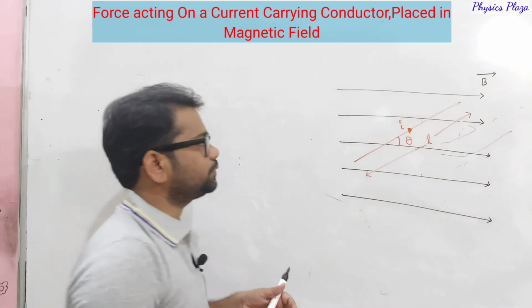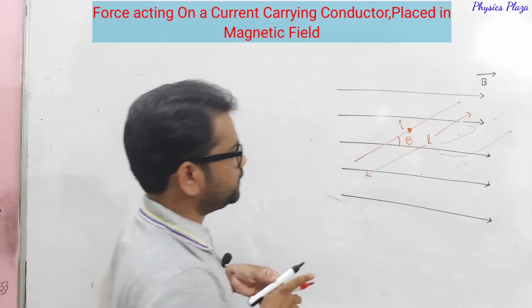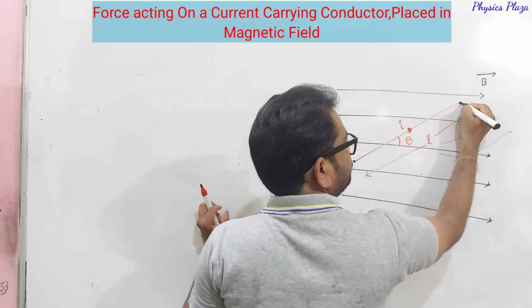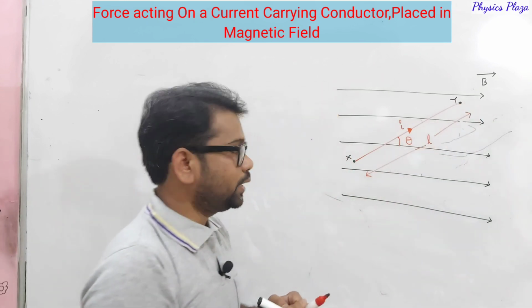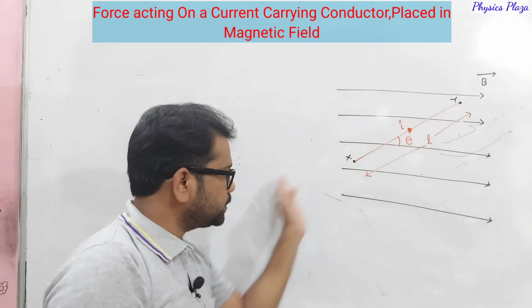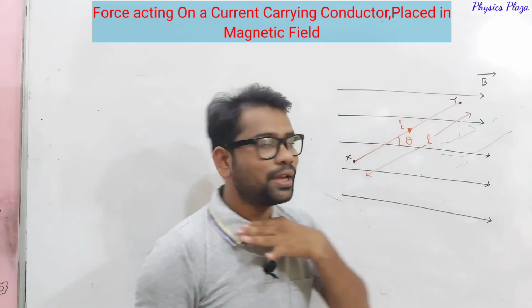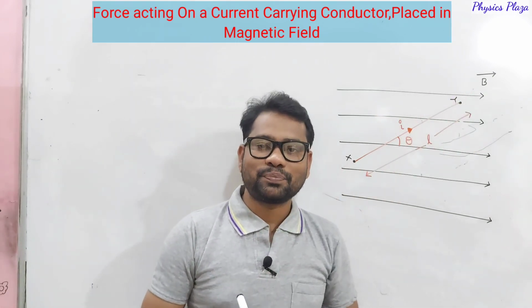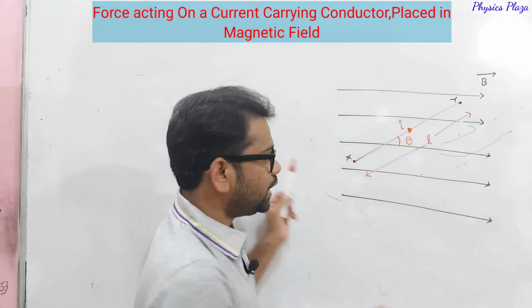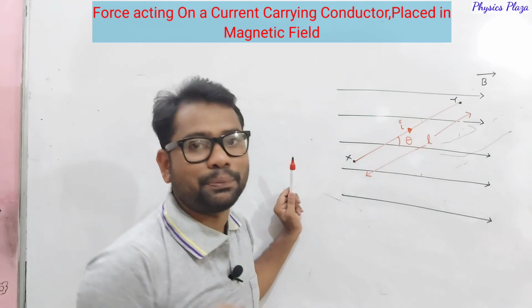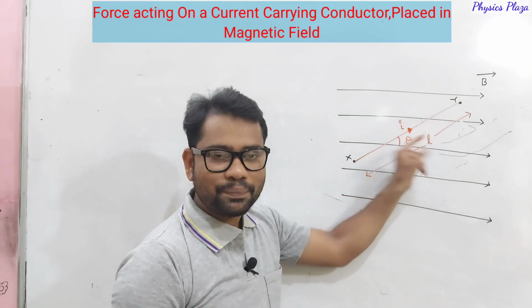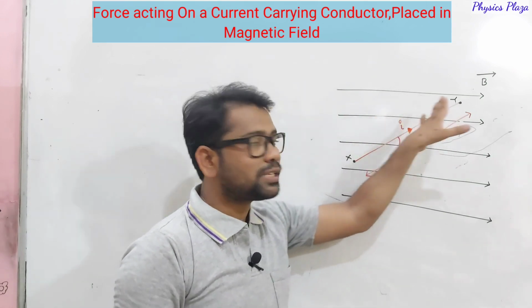Now children, look here. Let us say it is XY. Of course, the continuation is there just before X and after Y. Children, what is XY here? XY is a current carrying conductor, and its length is L. Very important, children. Through it a current I is passing.